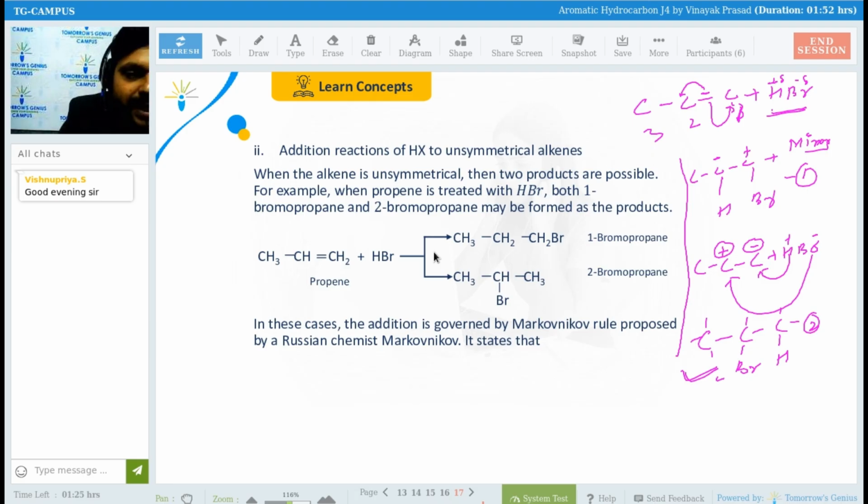Now see here. When the alkene is unsymmetrical, two products are possible. For example, when propene is treated with HBr, both 1-bromopropane and 2-bromopropane may be formed as the product. Hence, in this case, the addition is governed by the Markovnikov rule proposed by the Russian chemist Markovnikov. It states that the Br will shift to that carbon which has the lesser number of hydrogen.